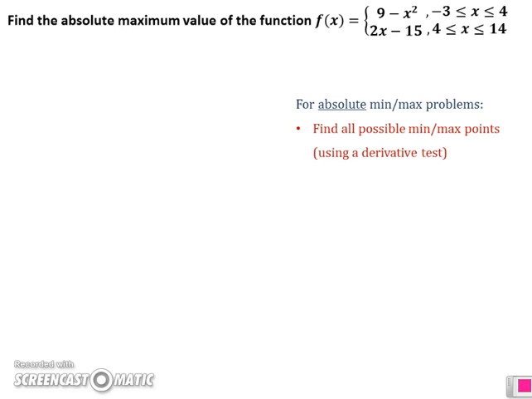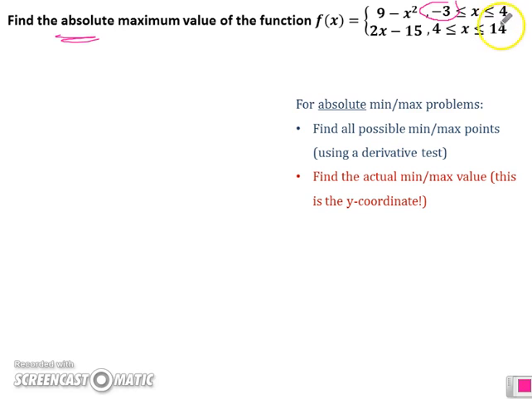It's usually faster. Okay, so that's the first thing you do, is find the maximums just like you have been doing in section 402. But then you also have to find the actual minimum or maximum value. This is a y-coordinate. And when you're given absolute max-min problems, you should be working on a closed interval. So in this case, we're starting at -3 and we're ending at 14. So that's our closed interval, and we're including -3 and 14. Okay, so we always have to check the actual min-max value and then our endpoints as well. So let's do an example.